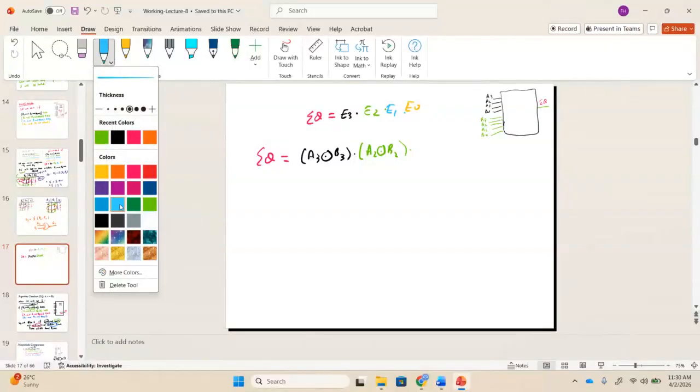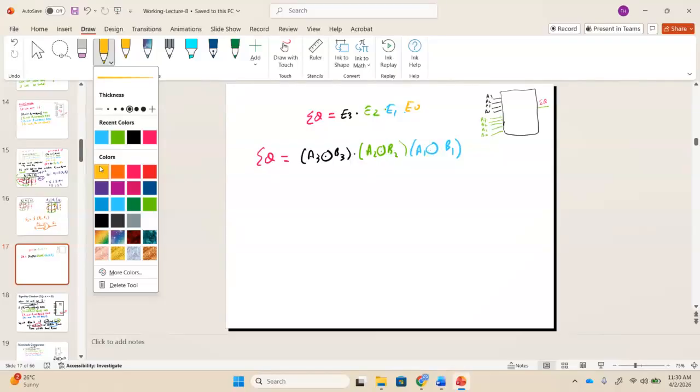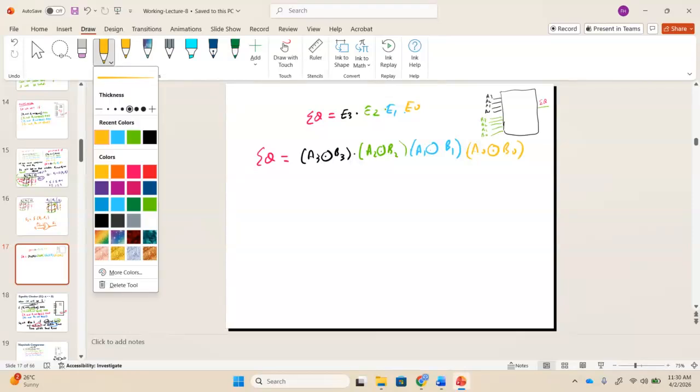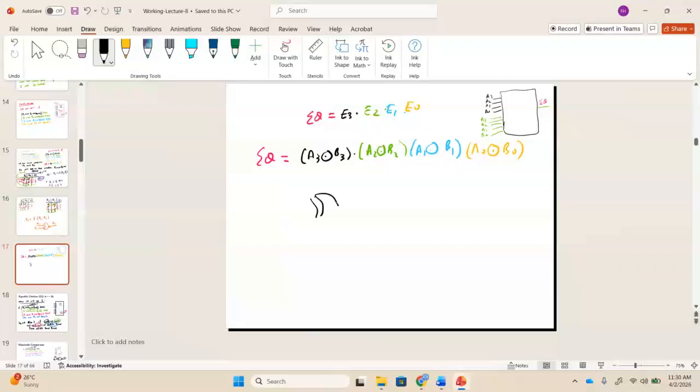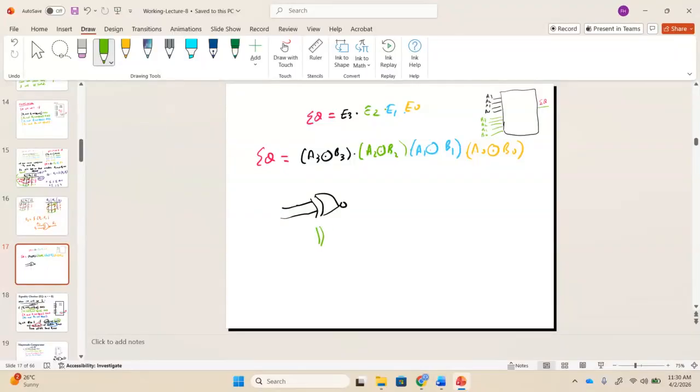Now we have another color. This will be A1 exclusive NOR B1, and then we have the last color, A0 exclusive NOR B0. Any question? Now if you look here, what will be the output? The output is the first exclusive NOR gate, then the second exclusive NOR gate, in the green color, then the third exclusive NOR gate, in this color.